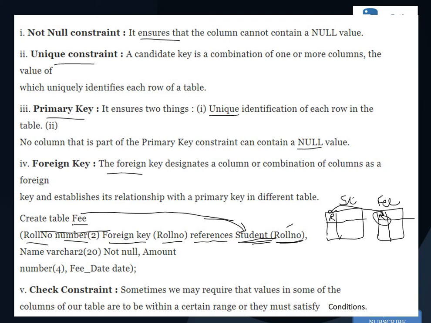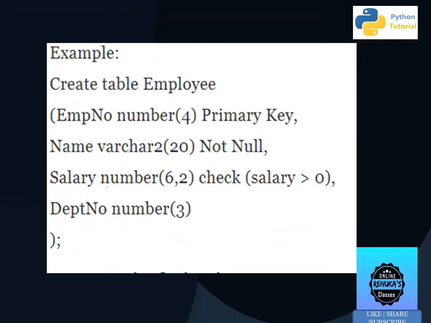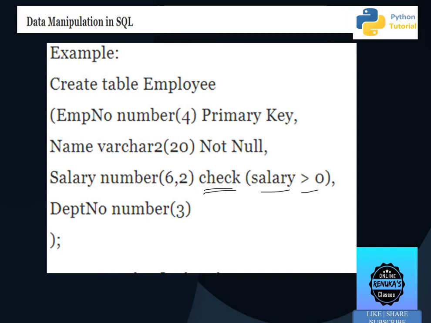Check constraint. Sometimes we may require that values in some of the columns of our table are within a certain limit or certain range. So for example, here we have written create table employee, then employee number 4, primary key, name is not null, then salary should be greater than 0. So in this case, if the user wants to enter a salary like 0, it won't accept. So that is the check constraint. It means it will limit the range of values.